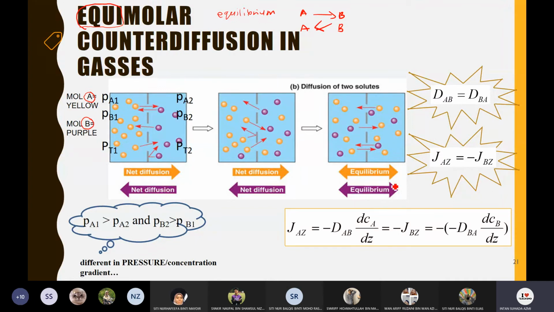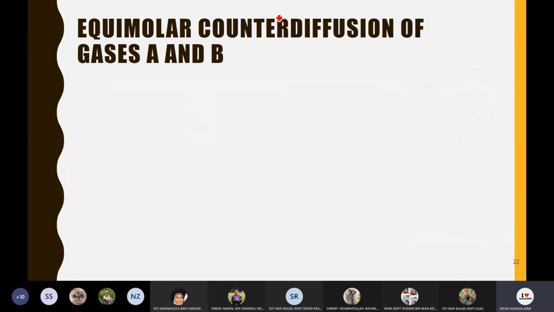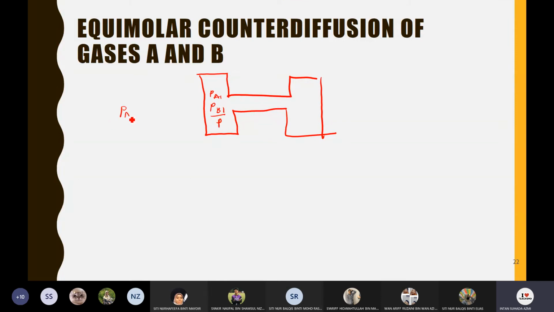For you to understand, I will draw some of the diagram. So this one you will have PA1, PB1. PA1 plus PB1 is equal to total pressure. This one you will have PA2, PB2. It's the same, PA2 plus PB2 is equal to total pressure. From point 1 to point 2, there will be a movement of A, A from point 1 to point 2.